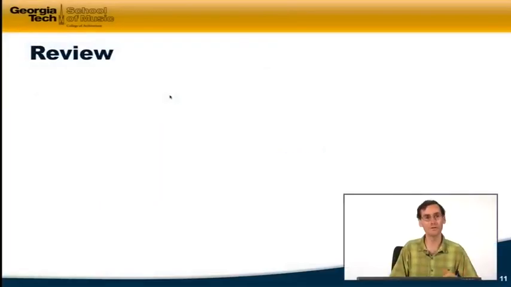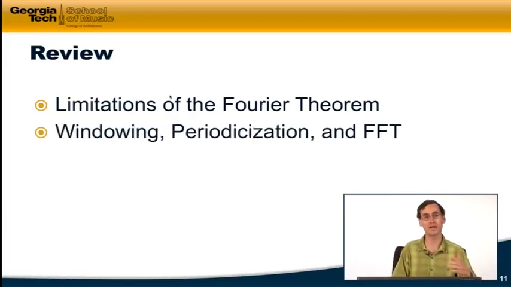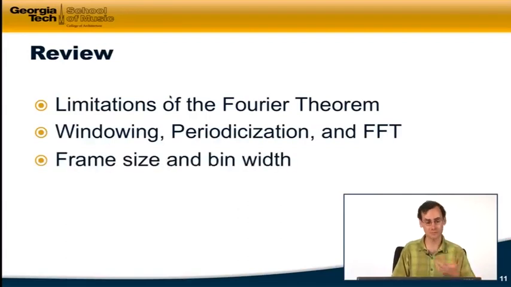So to review, what we talked about here were these limitations of the Fourier theorem that need to work with periodic waveforms, and that there's a potentially infinite number of sine waves required to represent those waveforms. We talked about how to get around that through a process that involved windowing, periodicization, and the fast Fourier transform. And we particularly talked about frame size and bin width as parameters of the fast Fourier transform, and the trade-offs we need to decide about as we're picking a frame size in terms of the time versus frequency resolution.